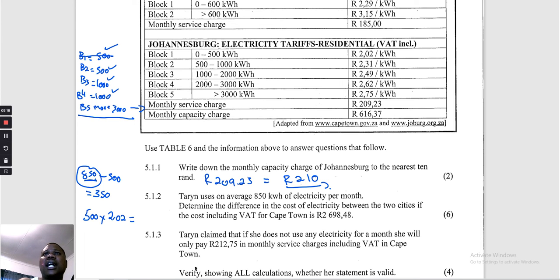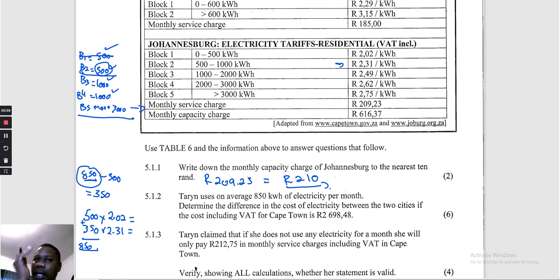We cancel block number 1 because we have utilized it. Then the next step is to go to block number 2. Now listen to me. Can 500 in block number 2 fit into 350? No. But can 350 fit into 500? Yes. Therefore we take 350, and we charge this 350 according to block number 2. In block number 2 they are charging 2,31. Do we have 850 units? Yes, if we add these two, we have 850 units.